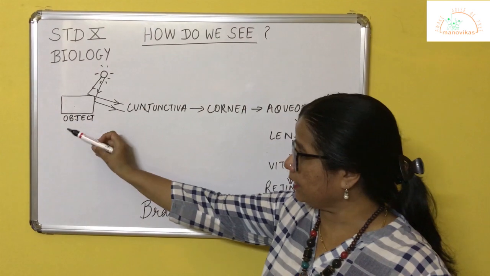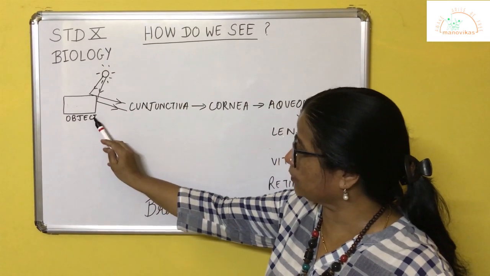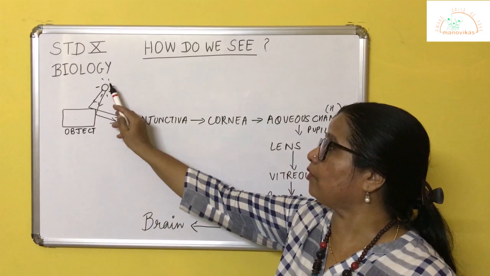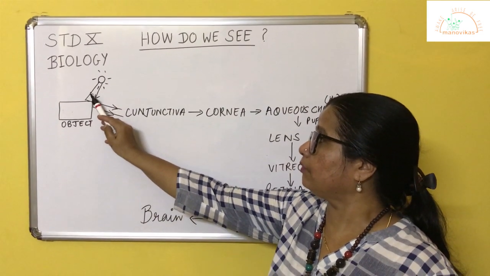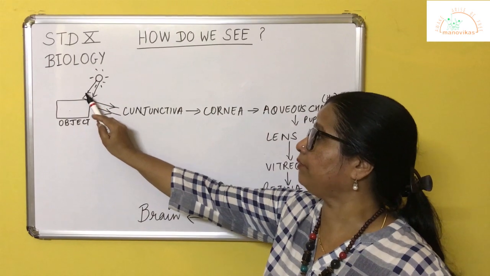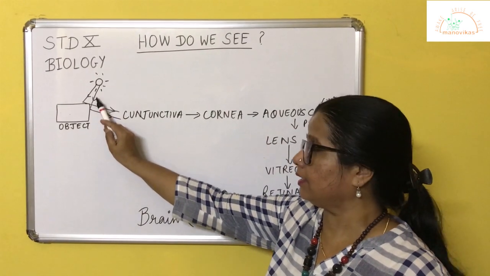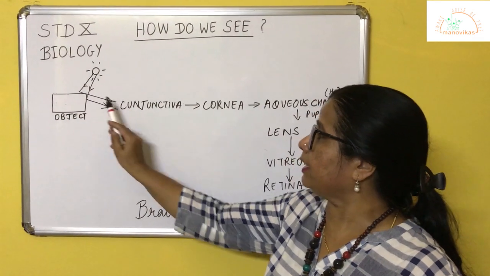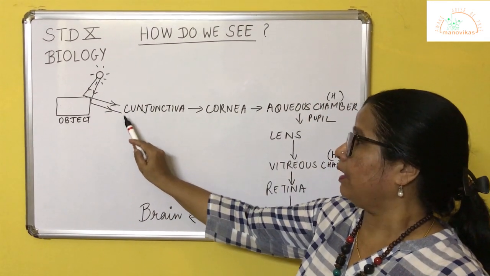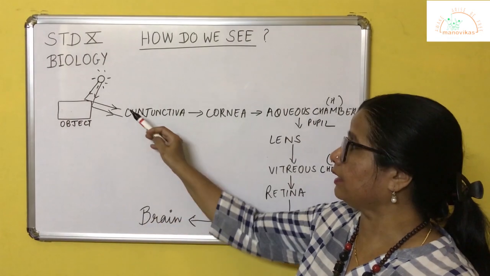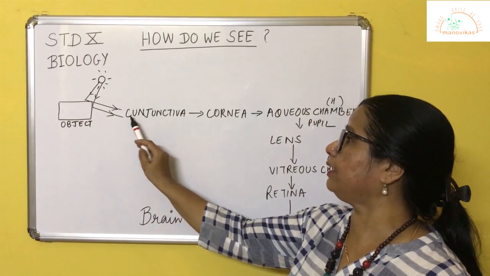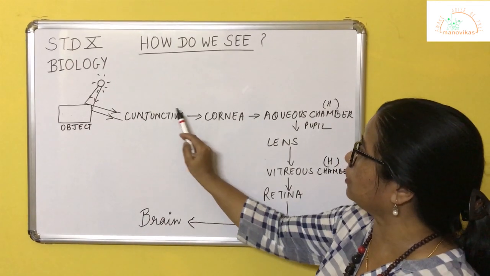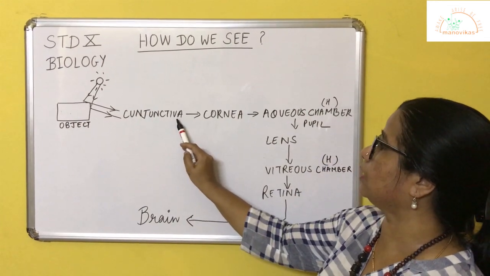So here you can see, I have drawn an object for you and a source of light. The light rays are falling on the object. For your simplicity of learning, we have drawn only two rays here. Actually, many rays are falling at various distances, so they are getting reflected and entering the eye. Now the first structure that meets these rays of light is the conjunctiva, the outermost covering. It is even covering the cornea. Hence, first the light rays fall on the conjunctiva.